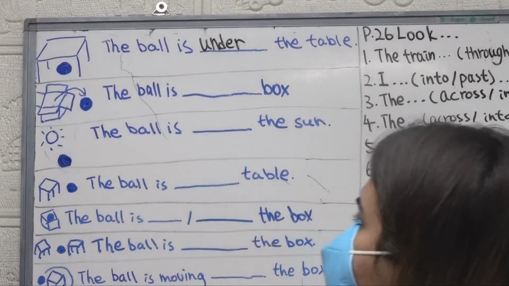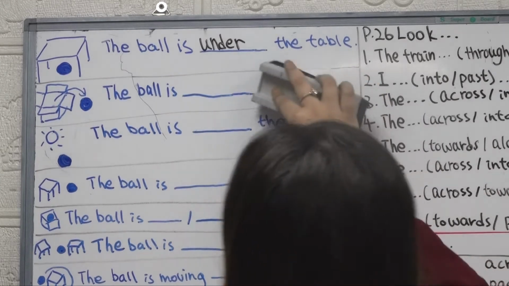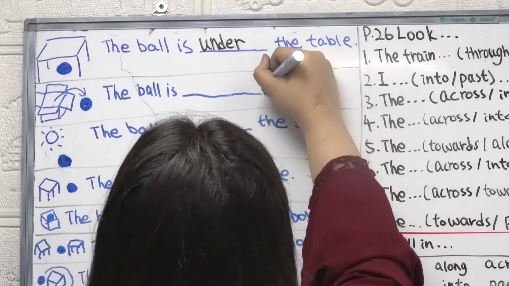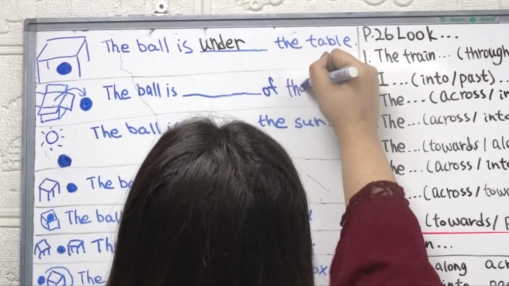Yes, next one. The ball is what? The box. The ball is, let's say this. The ball is what of the box?